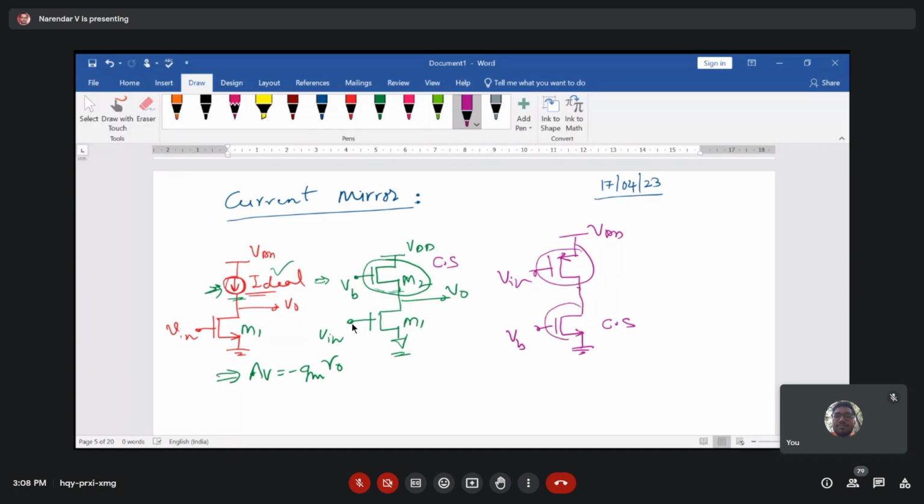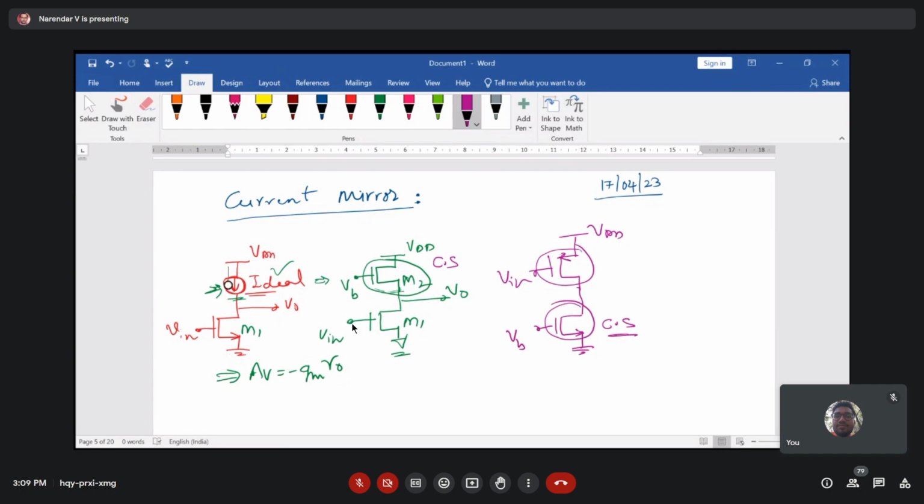Okay, so we are replacing the ideal current source with a MOS transistor. These are referred to as current sources, and the current source's current must be constant. It should not vary with respect to variation in temperature, or in other parameters like noise and other effects.